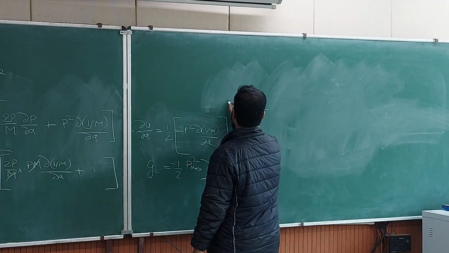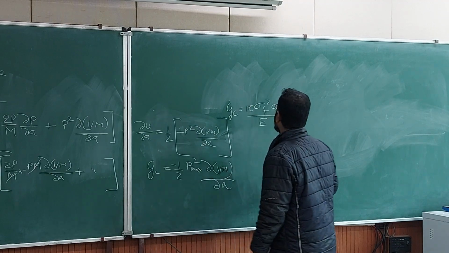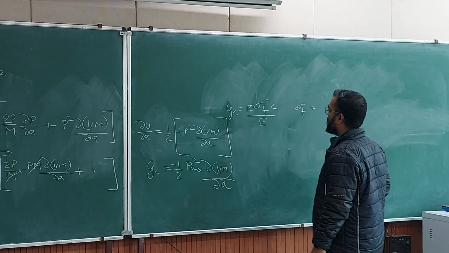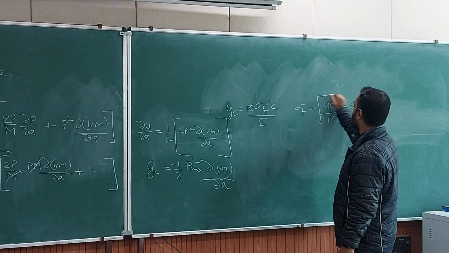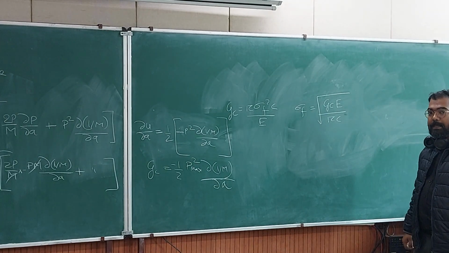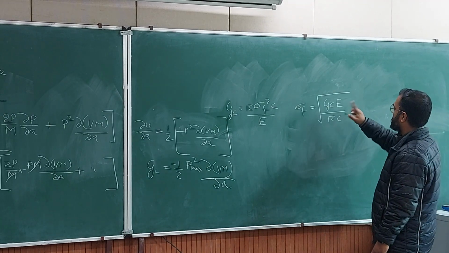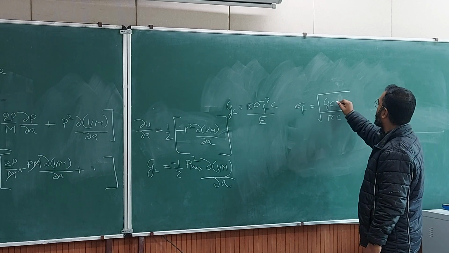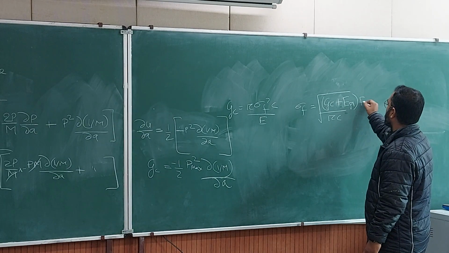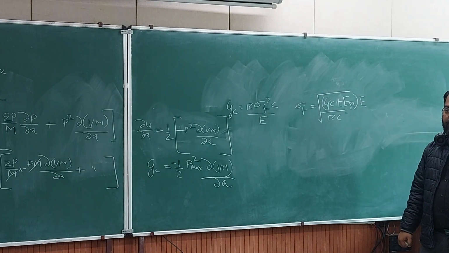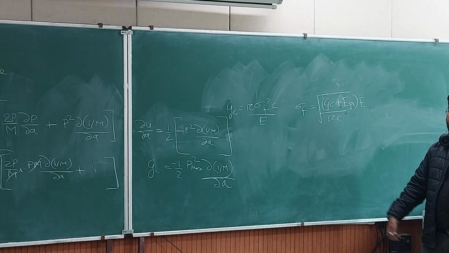So what was our equation? GC was pi sigma square C by E, right? So then sigma F becomes the square root of GC E divided by pi C. So Orowan adds one term here, and that becomes the energy which is used in plasticity, and that's it. It's done.